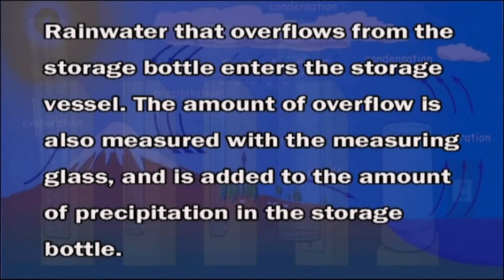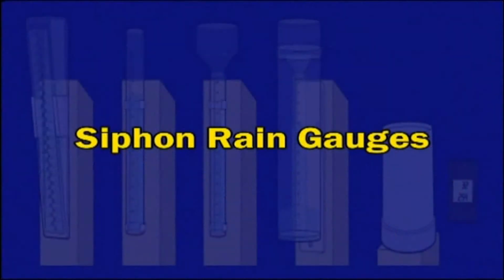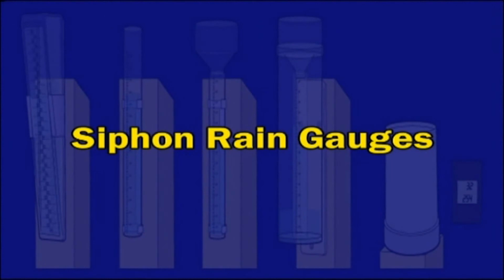Rainwater entering through the receptacle accumulates in the storage bottle and the precipitation amount is measured with a measuring glass. Rainwater that overflows from the storage bottle enters the storage vessel. The amount of overflow is also measured with a measuring glass and is added to the amount of precipitation in the storage bottle. Next type is siphon rain gauges.